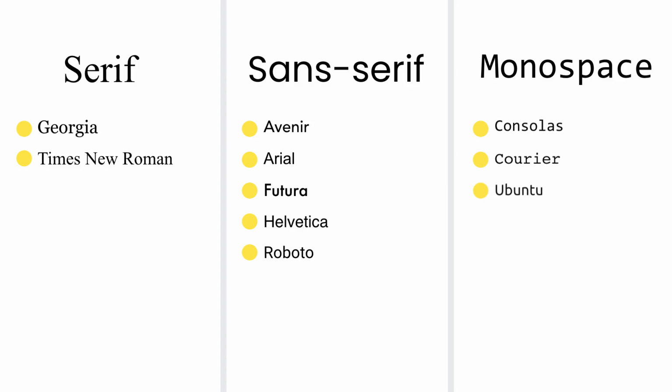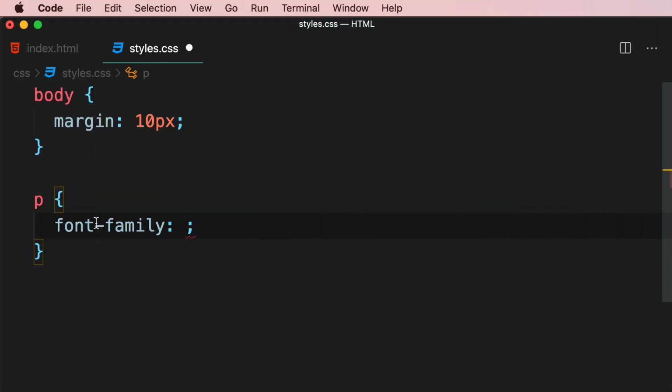Now, what about monospace? Well, what does mono mean? It means one. So monospace means one space. These fonts are a little bit different from the fonts in other categories in the sense that the width of all characters is exactly the same. And that's why these fonts are ideal for displaying code. Because when we display code, we want our characters to perfectly align.